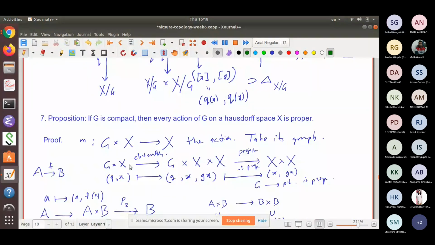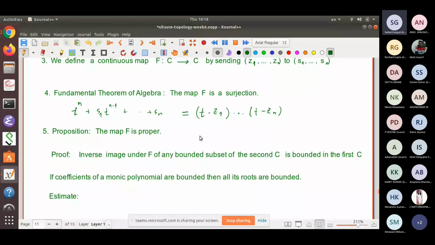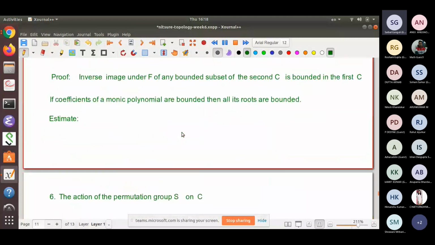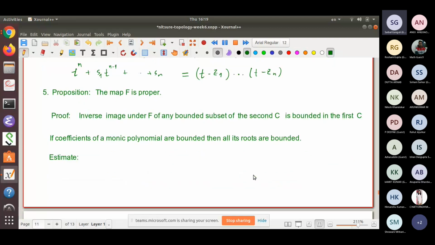So a bounded set in Cn, the codomain, is the set of coefficients of the polynomial. And the domain is the set of roots. So this amounts to saying that if I bound the coefficients of a monic polynomial, then all its roots are bounded. Okay, so have you seen this statement before? So suppose I have coefficients bounded. Now I want to know how large the roots can be.